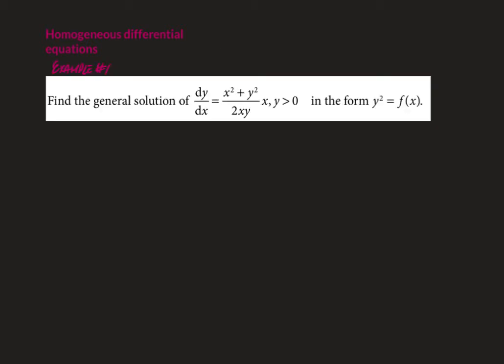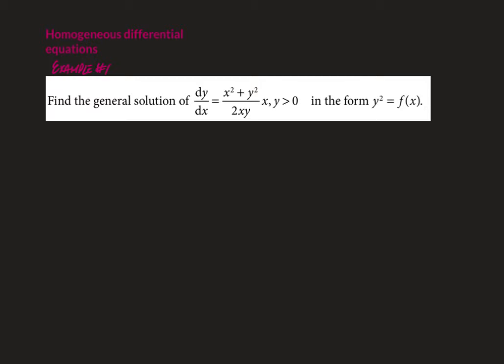Let's take a look at a few examples to see this method in action. Find the general solution of dy over dx equals x squared plus y squared over 2xy, where x and y are bigger than 0, in the form y squared equals f of x. So the first thing that we notice is that this is the same differential equation that we just talked about.